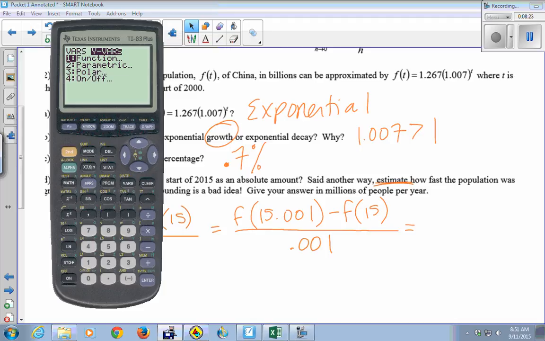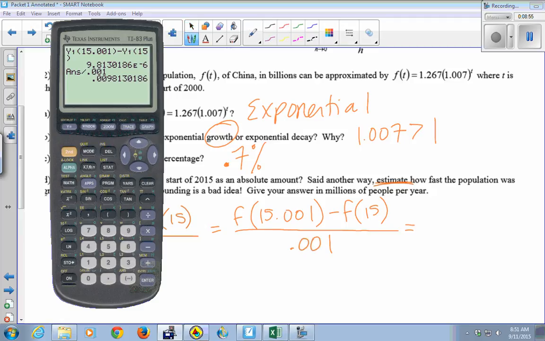It's a function. What we're looking for is a function, so you choose function, and then you get a list of all the y's, y1, y2. We put our function in y1, so I'm going to grab y1, and then you just hit parentheses and type in the number you want, 15.001 minus vars, y-vars, function, y1 of 15. Enter, and I want to divide that by 0.001, and I get 0.0098.